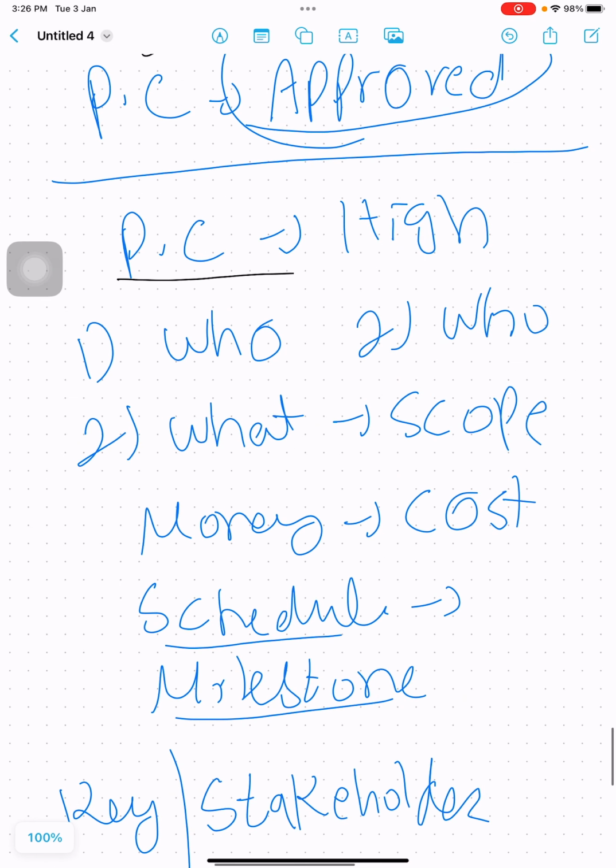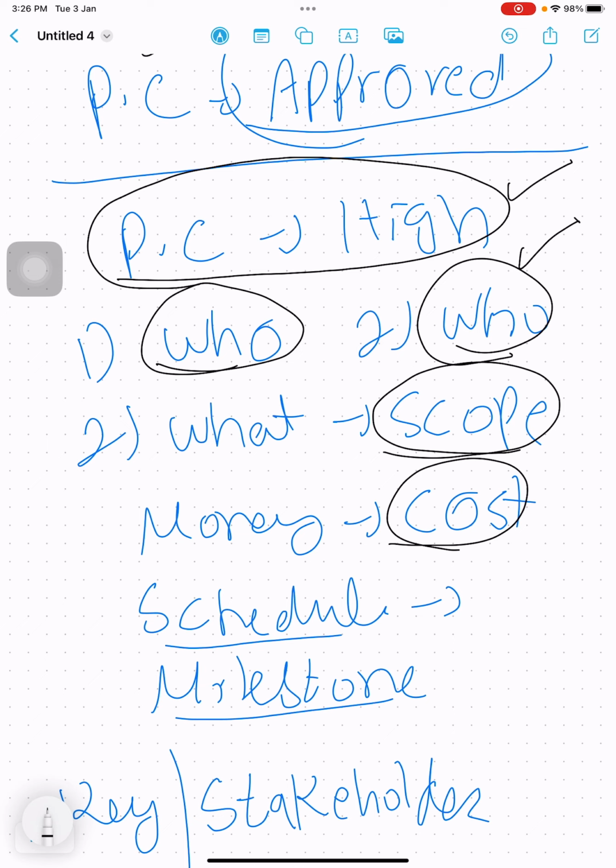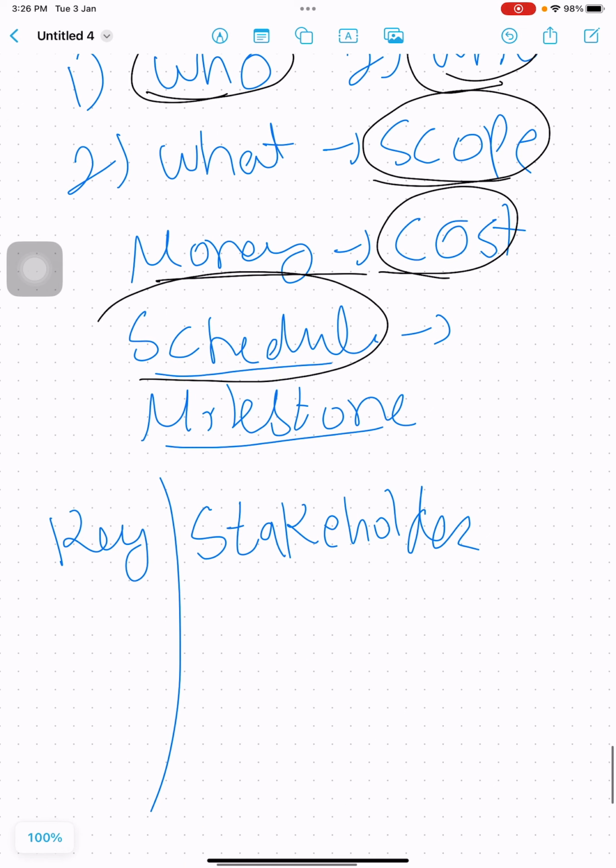Project charter is a high level document. This is very important. It does not have any detail in it. It is a high level document. Project charter will talk about who is sponsor, who is project manager. Here the project manager gets the authority to use the resources and the funds. It will talk about what is the high level scope of the project. It will talk about the cost, money, the overall budget for the project. What is the overall schedule?